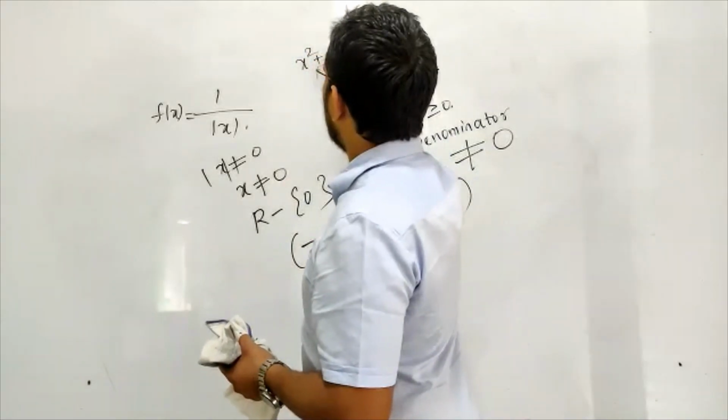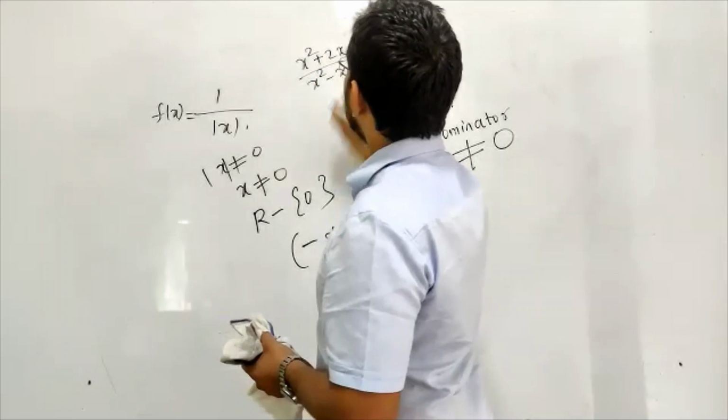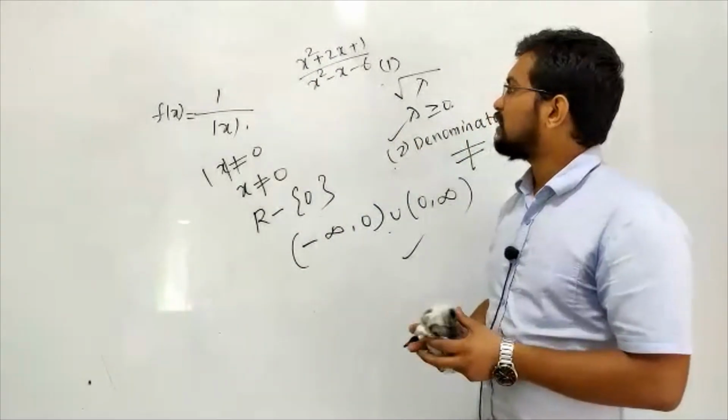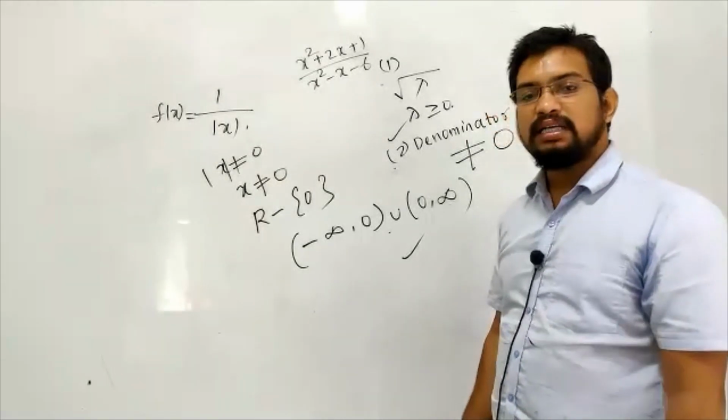x square plus 2x plus 1 divided by x square minus x minus 6.